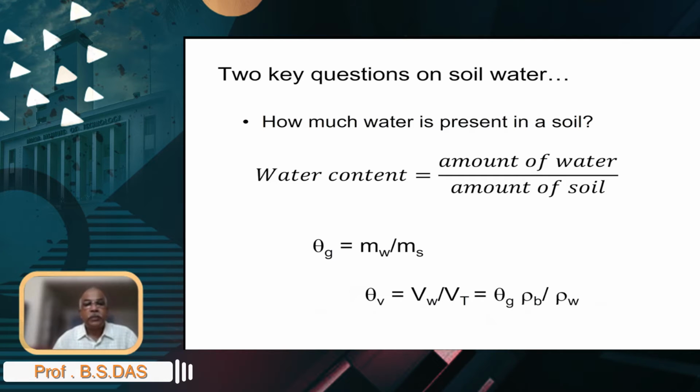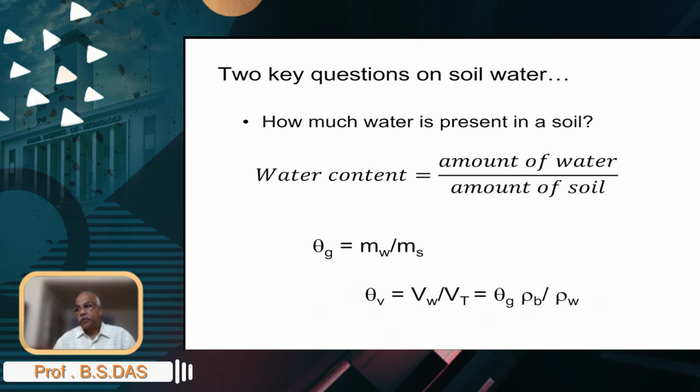And so when it comes to the gravimetric water content, or mass basis, the gravimetric water content, which we call theta with a subscript g, is the mass of water per unit mass of the dry soil. And this dry soil has to be soil which is dried at 105 degrees centigrade for a period of 24 hours, so that there is no free water present in soil.